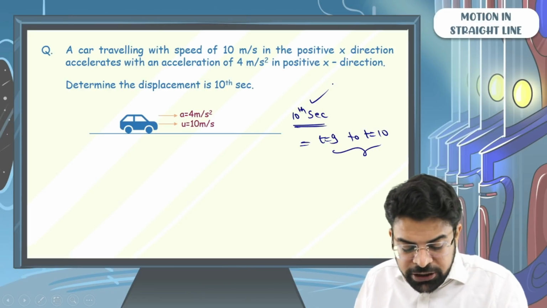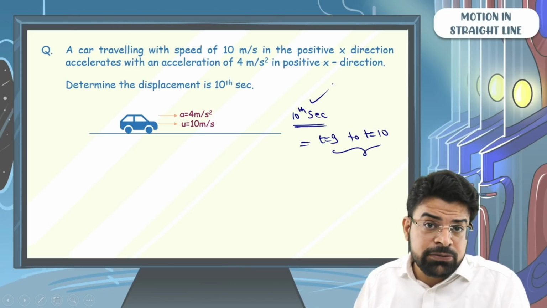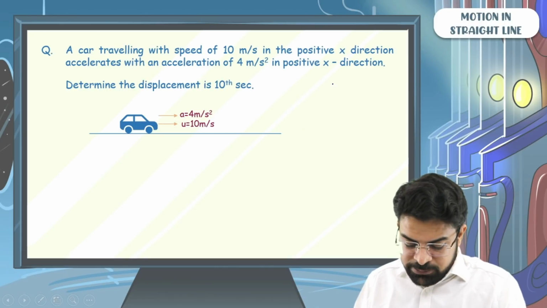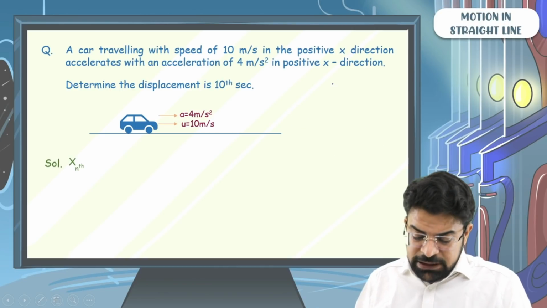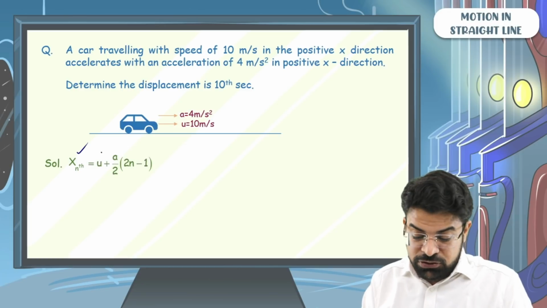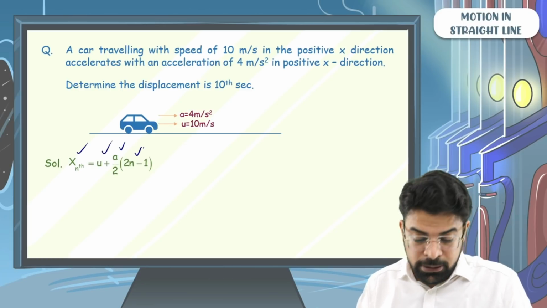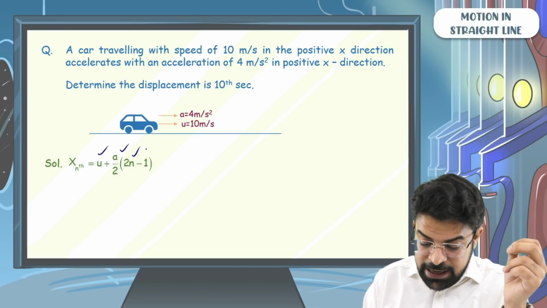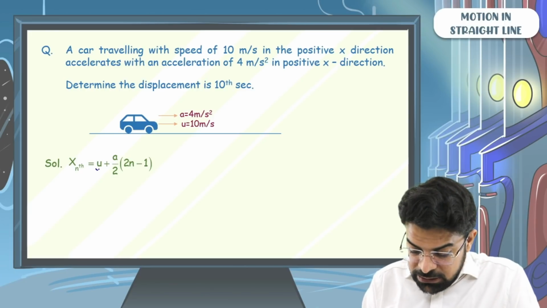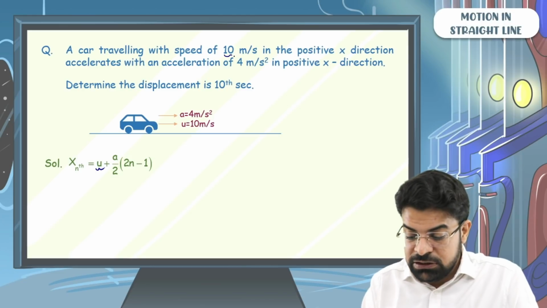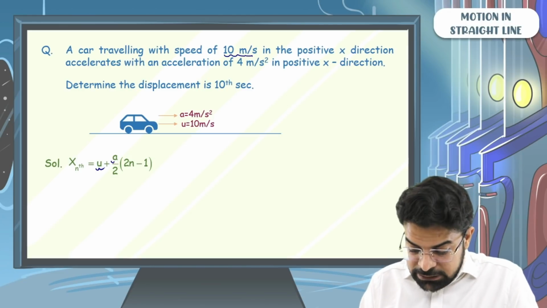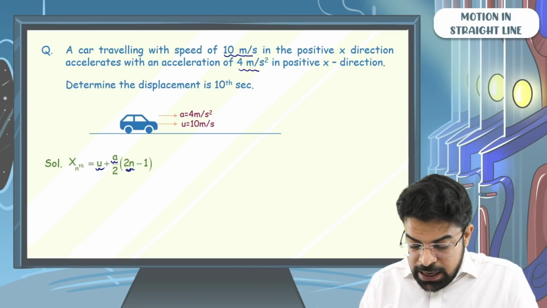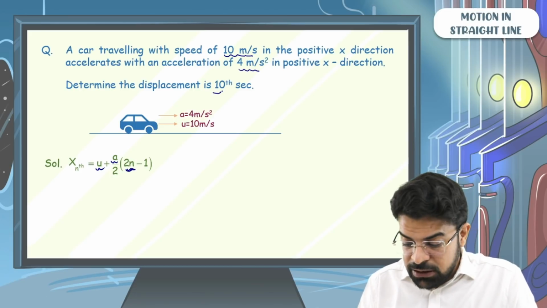We now already know the formula that displacement in nth second is given by u plus a by 2 into (2n minus 1). So simply apply it. You will say that displacement in nth second equals u plus a by 2 into (2n minus 1). In the question, everything is given: u, a, n. You will say that the initial velocity u is 10 meter per second. The acceleration a is 4 meter per second square and n is nothing but 10.